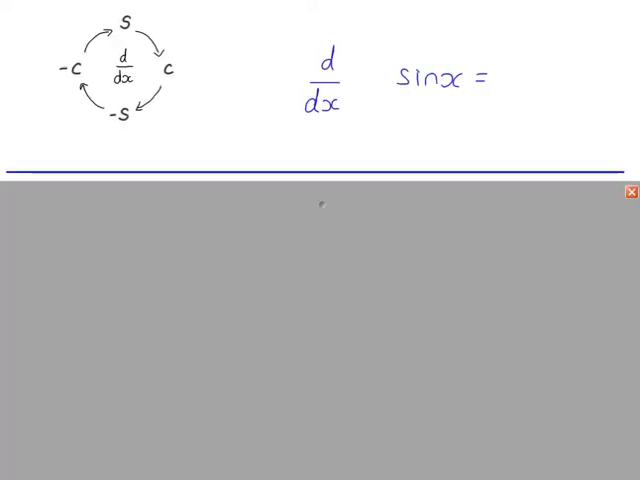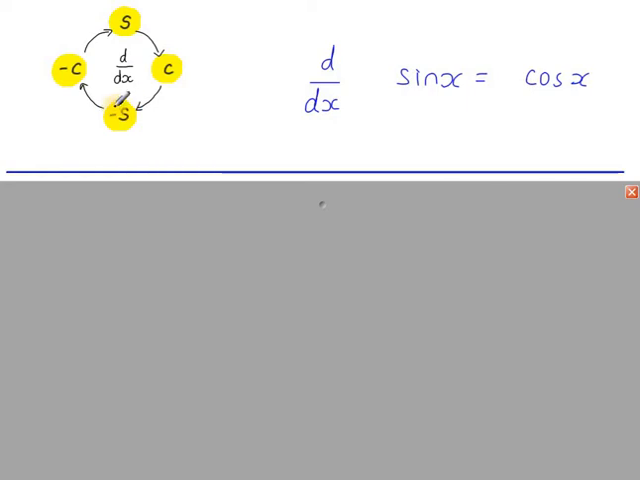Now, this is a very useful diagram. It tells you that if you differentiate a positive sine function, you'll get a positive cosine function. And if you differentiate cos, you'll get minus sine. If you differentiate a minus sine function, you'll get a minus cos function. So in its simplest form, if I differentiate sine, so I'm up here, I will get cos x.